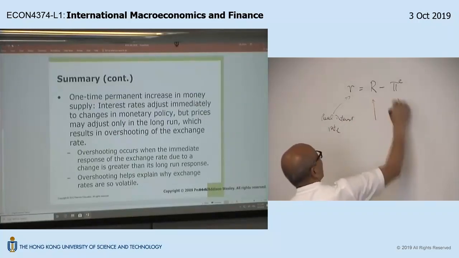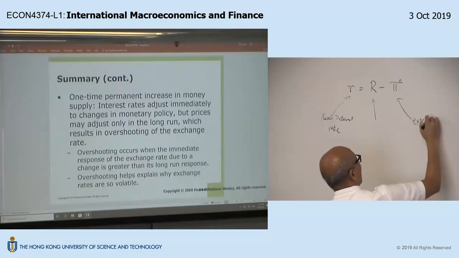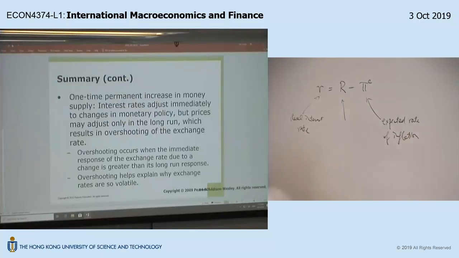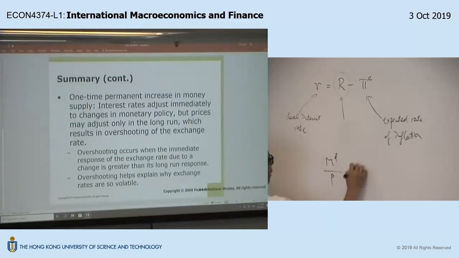This is nominal, and this is the expected rate of inflation. In the money demand function, this is the nominal interest rate. This is negative, this is positive. This is the money demand function. This is the opportunity cost of holding money.